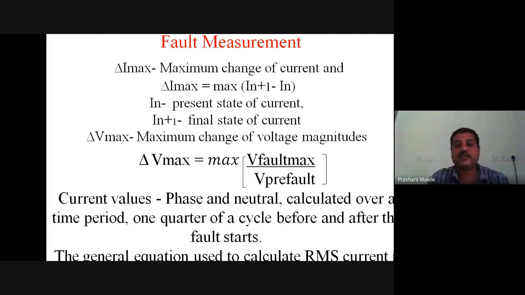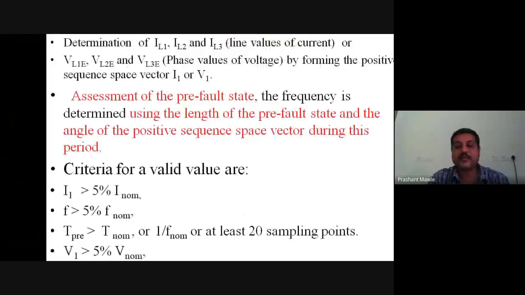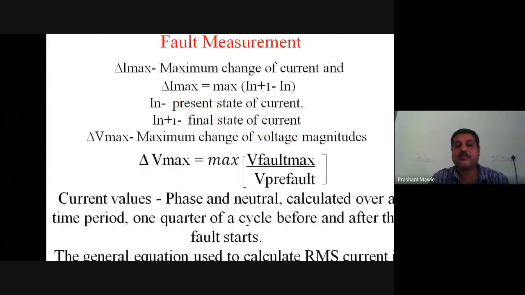Then by identifying the change in voltage, that is V fault max upon V pre-fault condition, we can find out the RMS value of current at different conditions, that is I1 of n minus 1 minus I1 of n, where n minus 1 is the precondition and I1 of n is the final condition.